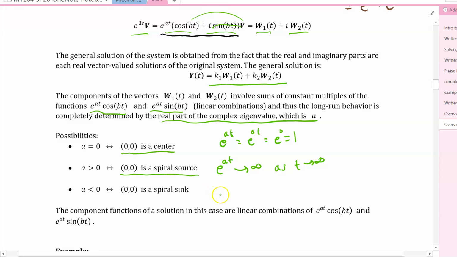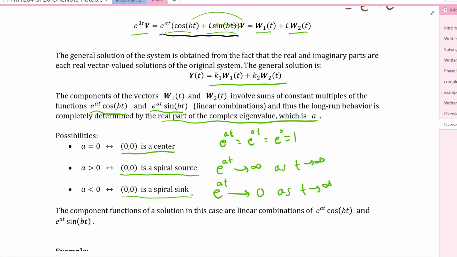The last possibility is if the real part of our eigenvalue a plus bi is negative. In this case, e to the at represents exponential decay, and that's going to approach 0 as t approaches infinity. And therefore we call the origin a spiral sink. The graph is going to spiral because we're multiplying exponentials times sines and cosines, but it's going to approach 0 because the exponential decay is going to kill everything off.